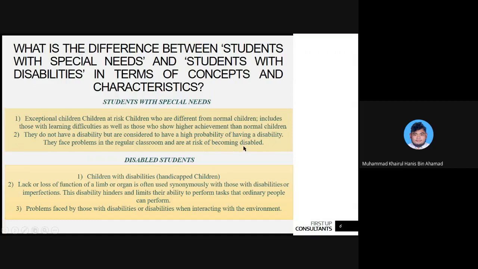Okay, disabled students are also known as handicapped children. They have a lack or loss of function, limb or organ, often used synonymously with those with disability or imperfections. This disability hinders and limits their ability to perform tasks that ordinary people can perform. They also have problems interacting with the environment. Okay, next slide.